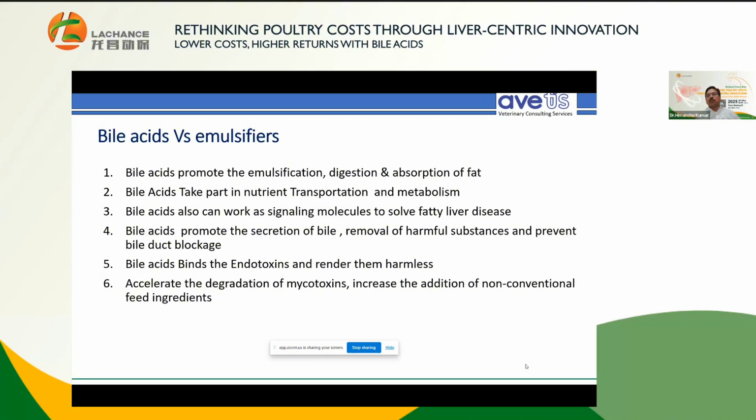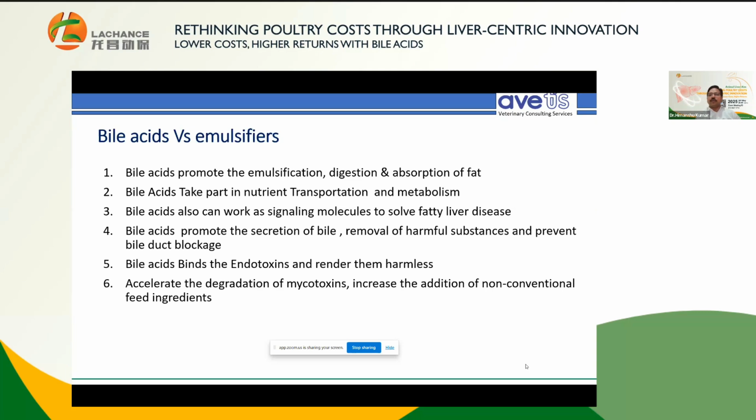Bile acid takes part in nutrient transportation and absorption, while also working as a signaling molecule to address fatty liver disease. Fatty liver is quite a common disease in layers and breeders, and mostly every layer and breeder goes through this phase at a certain point in its lifespan, which we'll be discussing in the succeeding slides. Bile acid promotes secretion of bile, removal of harmful substances, and prevents bile duct blockage. Bile acid binds endotoxins and renders them harmless.